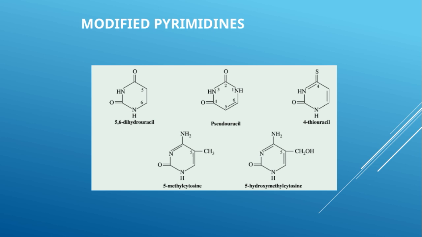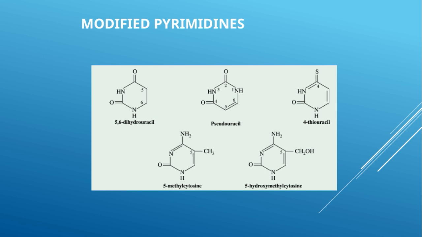These are essentially pyrimidine bases that have undergone chemical modifications, which can significantly impact their function. Such modifications often influence DNA stability, replication, and repair processes. They can occur naturally, for example, through DNA damage caused by environmental factors like UV light, or they can be introduced artificially for research or therapeutic purposes.